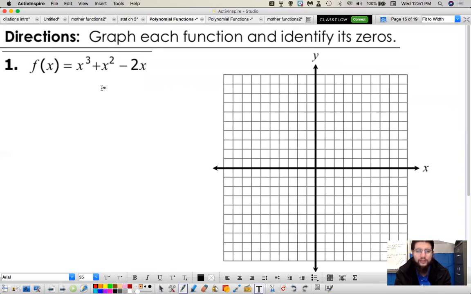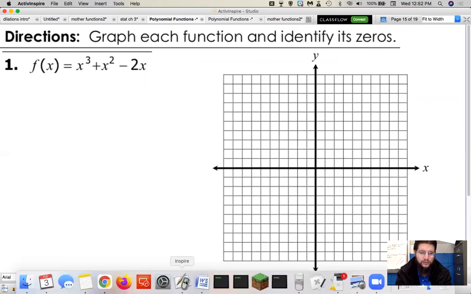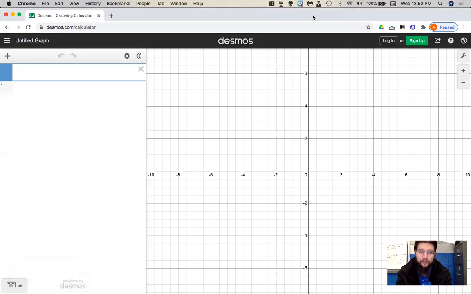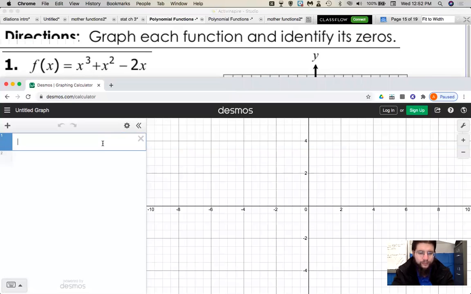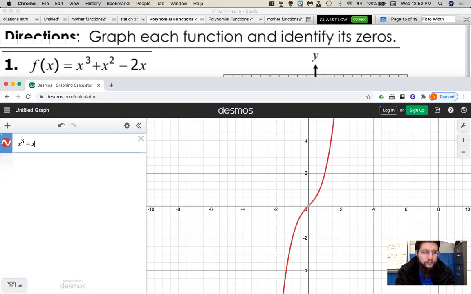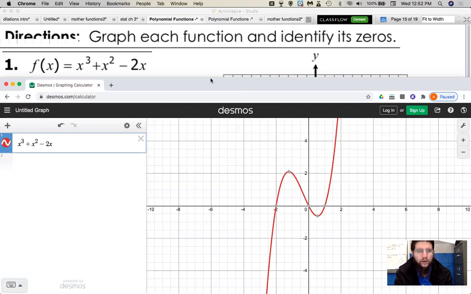So we're going to graph this and identify its zeros. Let's do it. Pop it in Desmos. Type it in. Oops, shut off caps lock. Here we go. So all we're looking at is the graph of the function and its zeros.